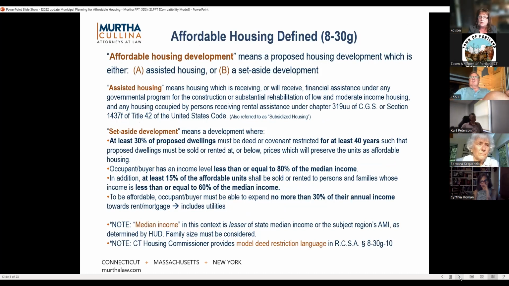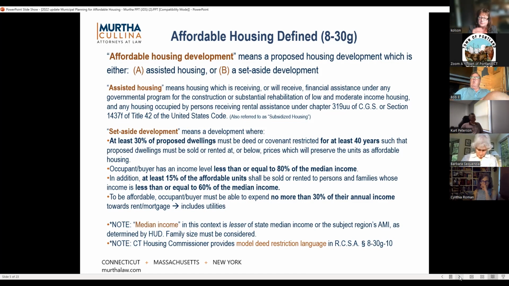Okay, so what does the Affordable Housing Act do? Basically, in a nutshell, if somebody brings an affordable housing development to the town of Portland, they are entitled under the Affordable Housing Act to circumvent your zoning regulations with some limited exceptions, which means they have sort of a carte blanche. And again, we'll talk about some of those exceptions.